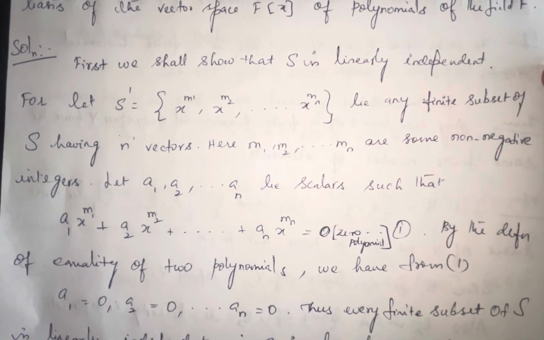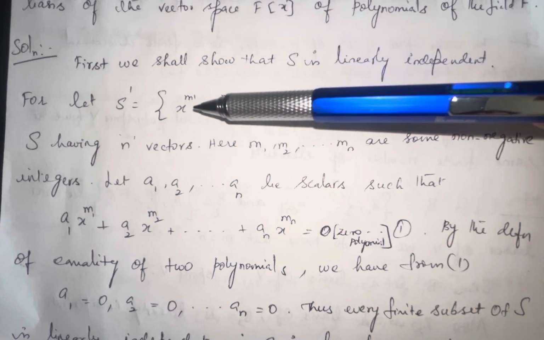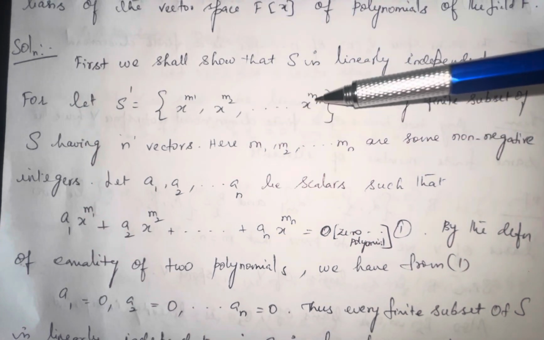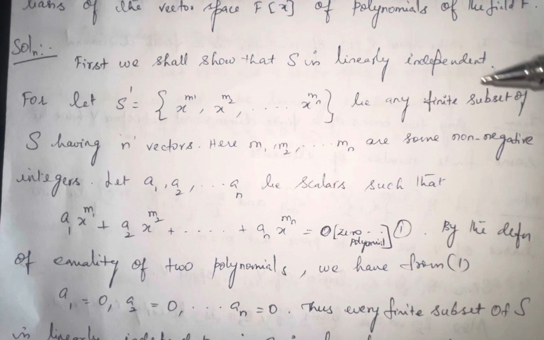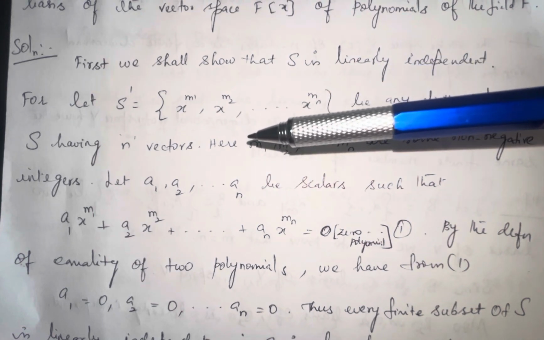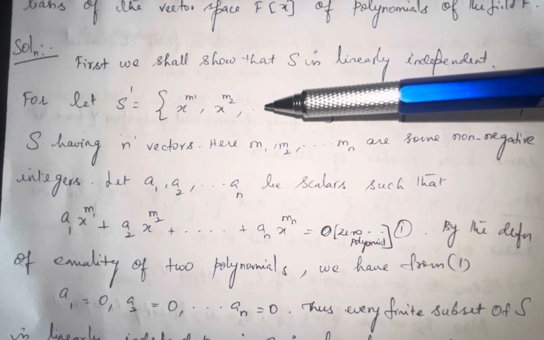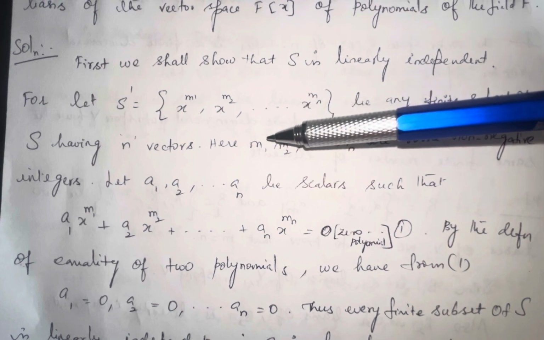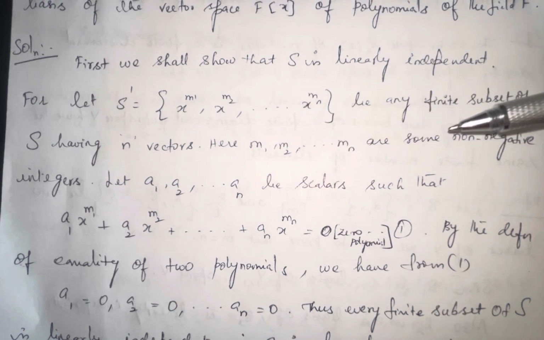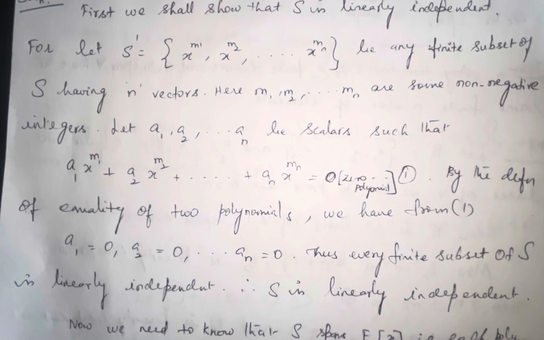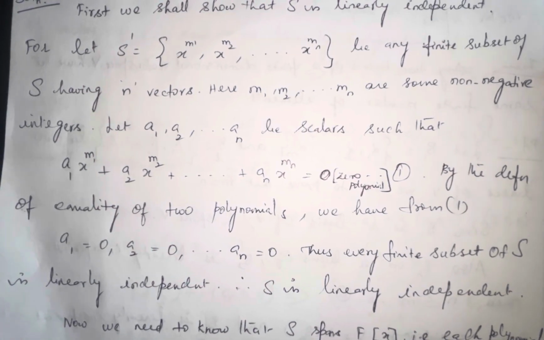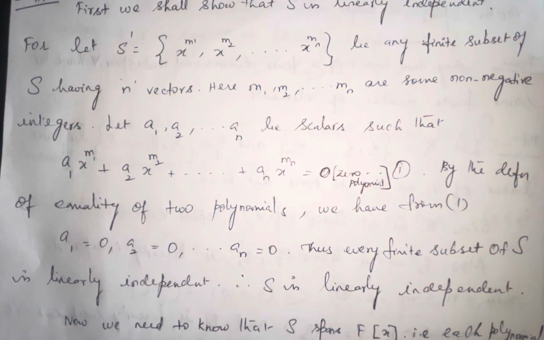Let me take a finite subset S' = {x^m1, x^m2, etc., x^mn} of S having n vectors. From the infinite set, we have taken a finite subset of this form, and it has n vectors. Here m1, m2, etc., mn are some non-negative integers. Let a1, a2, etc., an be scalars such that a1 x^m1 + a2 x^m2 + etc. + an x^mn = 0, where the 0 here is the zero polynomial.